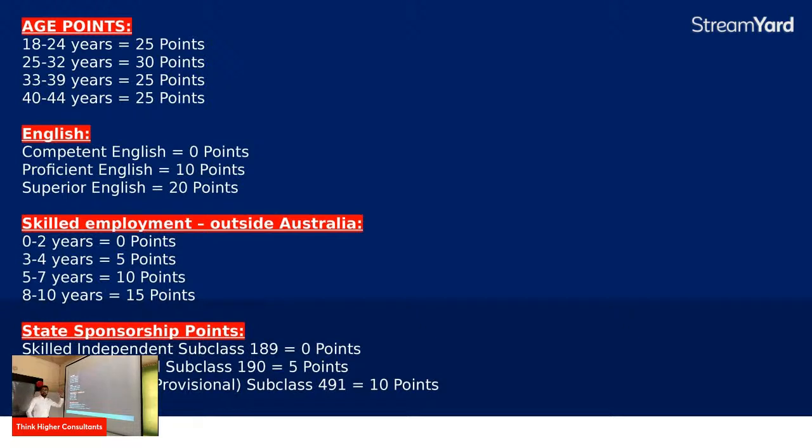Apart from that, if you're 18 to 24, you get 25 points, and 33 to 39, you get 25 points. That's perfectly fine, you would still be able to apply, but again, 5 points lesser.